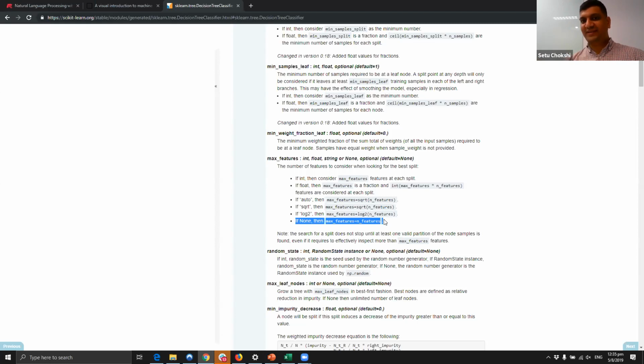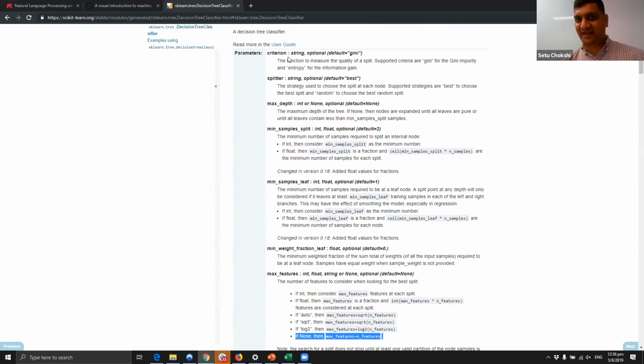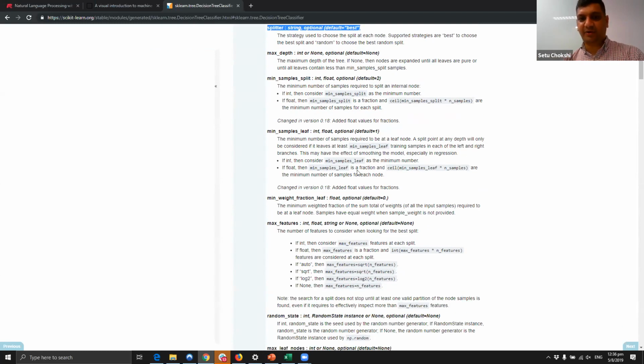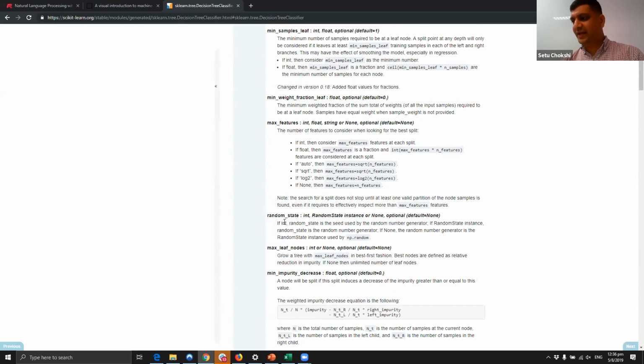I'll repeat again. If I set the max features to none, then it's going to take all the features, and based on the criterion that I set earlier, which was Gini, it's going to find the best split for each of these features, and pick the feature that gives you the lowest Gini or entropy score, or whatever criterion you have set. So these are the features that you can end up controlling. Random state. As you know, a lot of these values, like the number of splits, like I said, are going to be random.